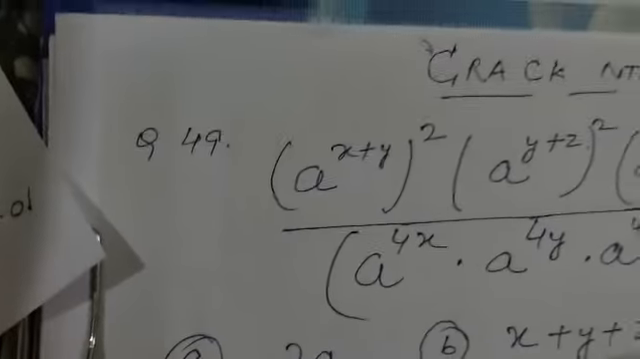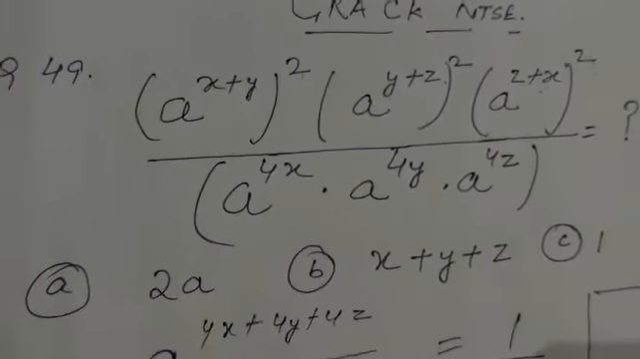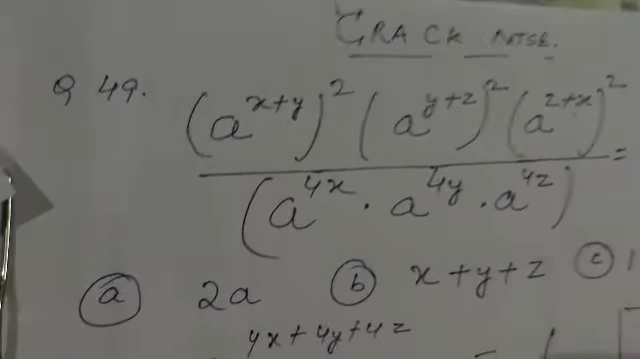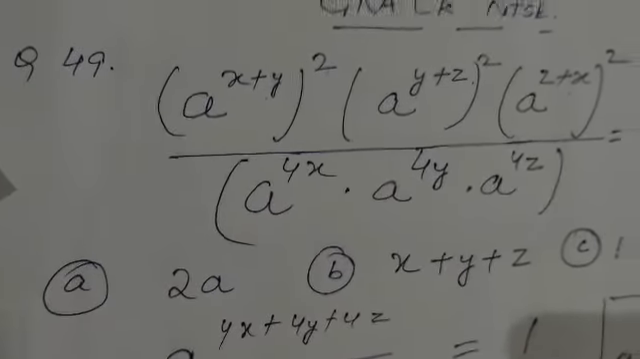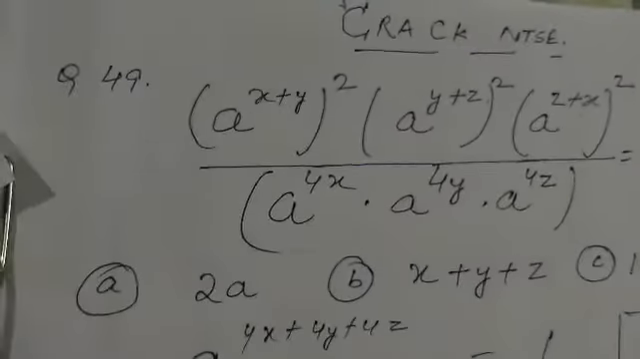Another method: you can just write the value of x plus y, y plus z, and z plus x. You assume the values of x, y, z. Take x equals 1, y equals 2, and z equals 3. In this way, you can also do this question.